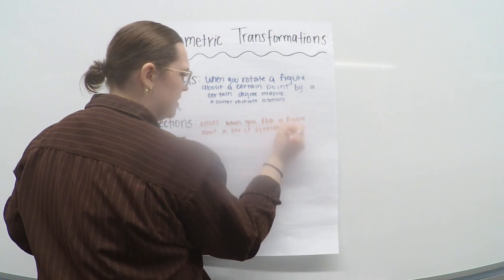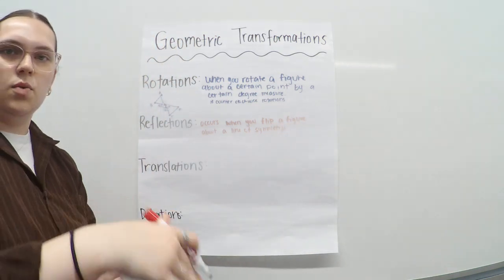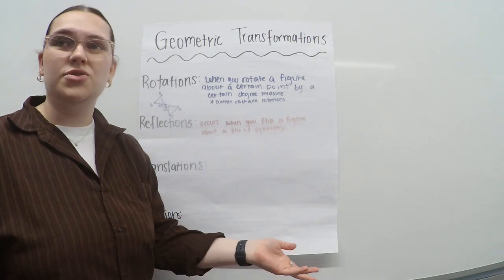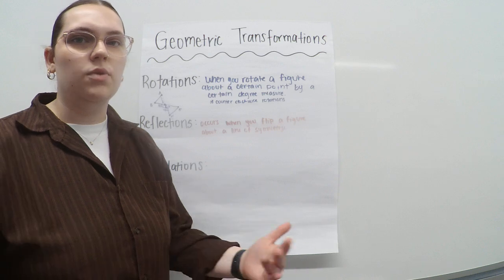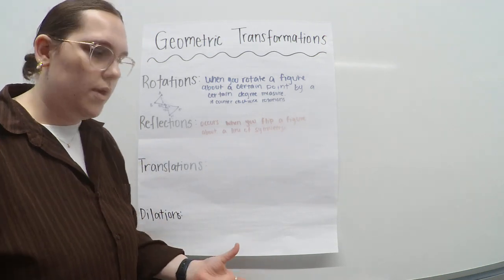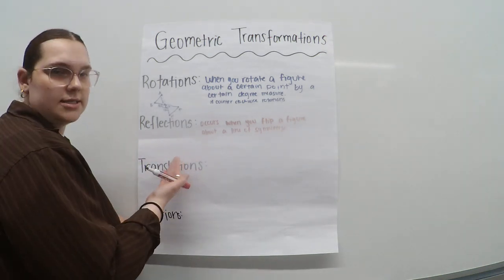Now most of the lines of symmetry that we're used to is just our x and y axis, but a line of symmetry can also be some kind of function, like some kind of linear function. We can reflect a shape about the line y equals x. It really depends on what the question asks us. So let's draw an example.